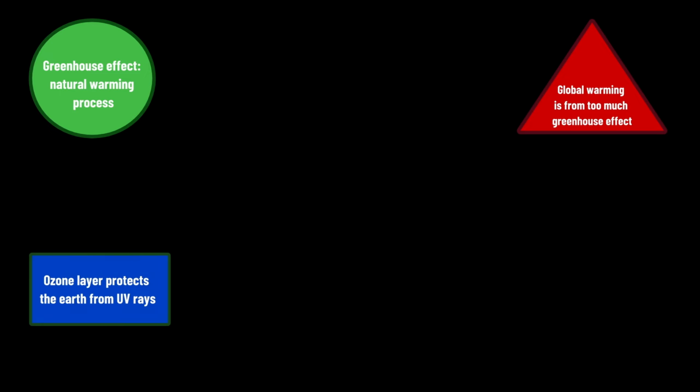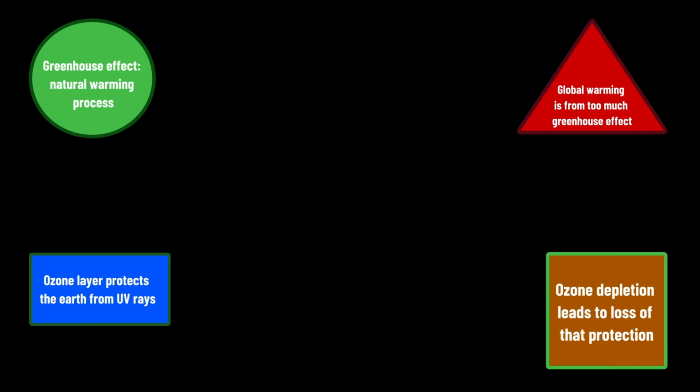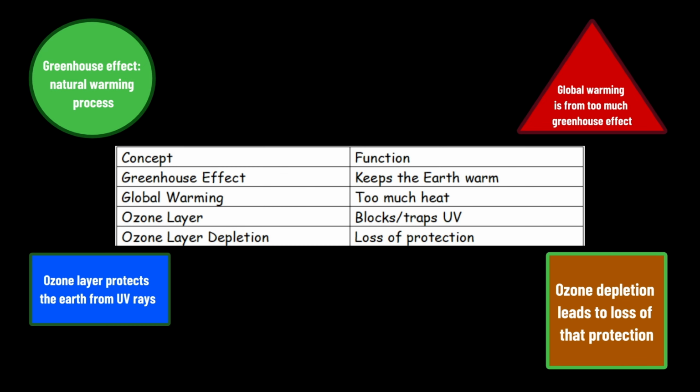Let's connect everything. Greenhouse effect is a natural warming process. Global warming is from too much greenhouse effect. The ozone layer protects the Earth from UV radiation. Ozone depletion leads to loss of that protection. These things are summarized in the table below as shown.